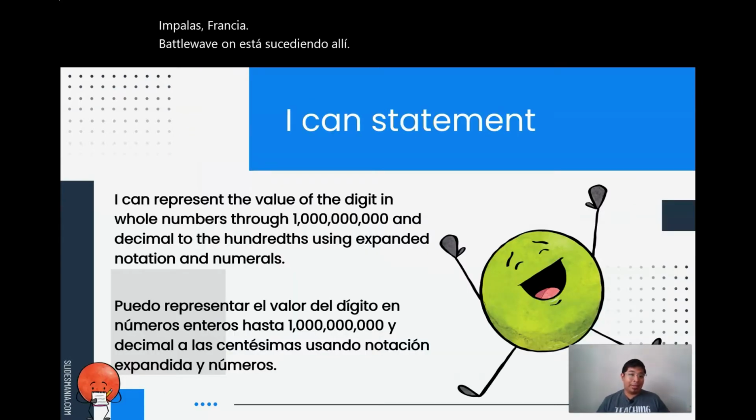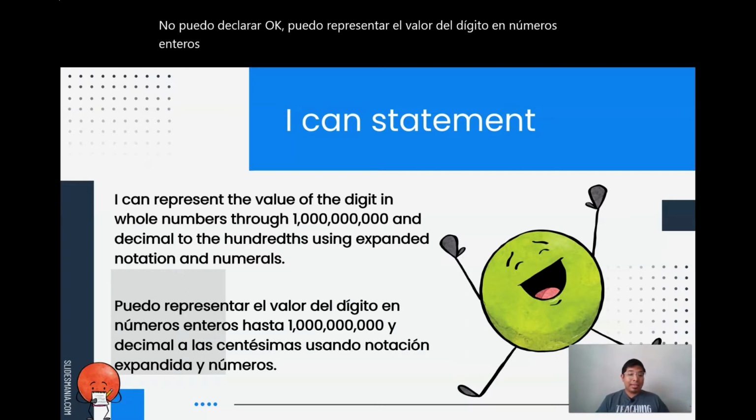I can statement, okay? I can represent the value of the digit in whole numbers through 1 billion and decimals to the hundredths using expanded notation and numerals.